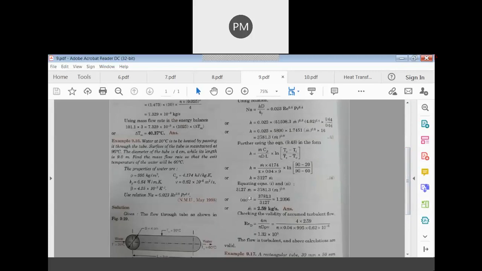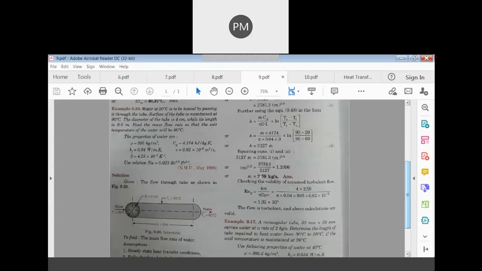So m to the power 0.8 is there on the left hand side. Take it to the other side, it will come to the denominator. m to the power 1 divided by m to the power 0.8 equals 3781 divided by 3127. See here, m to the power 1 is there, and m to the power 0.8 in the denominator, take it to the numerator, it will become minus 0.8. So m to the power of 1 minus 0.8 is nothing but 0.2. Simplify, you are going to get 2.59 kg per second.